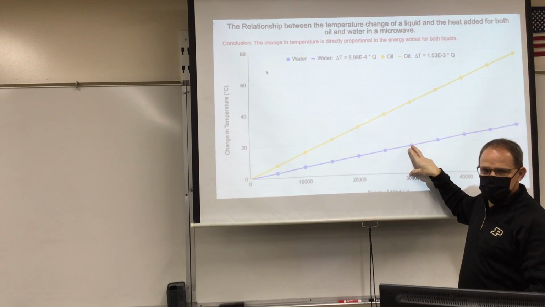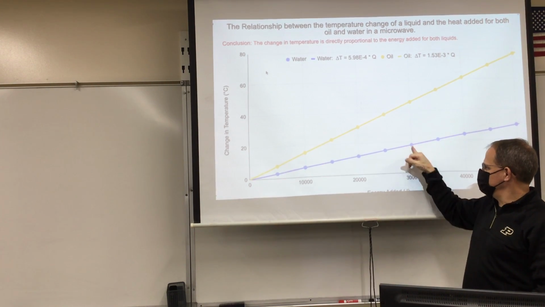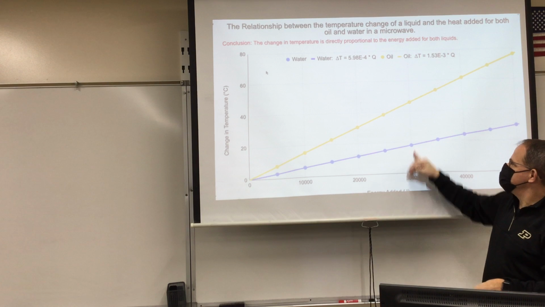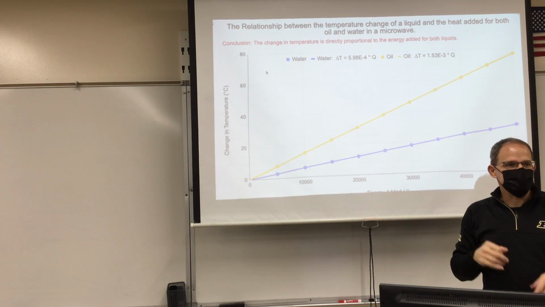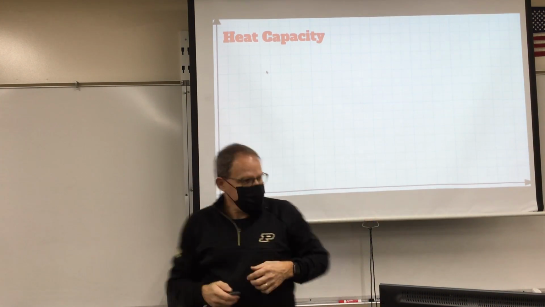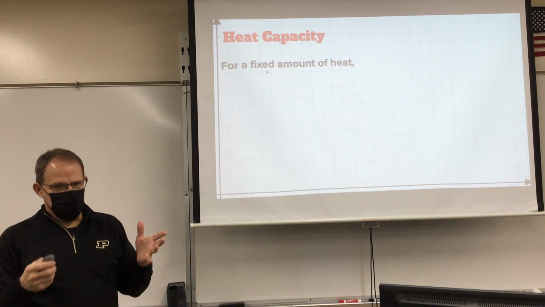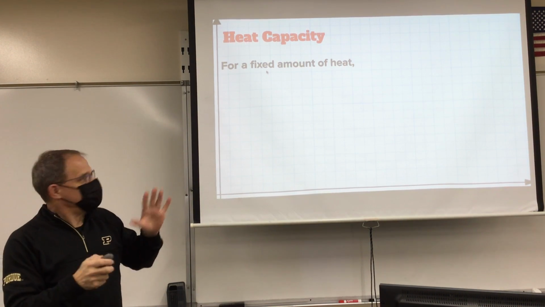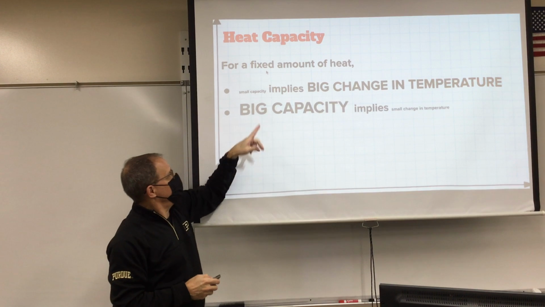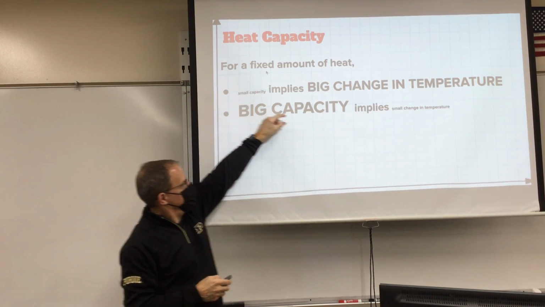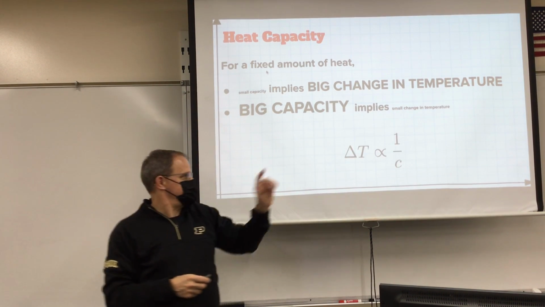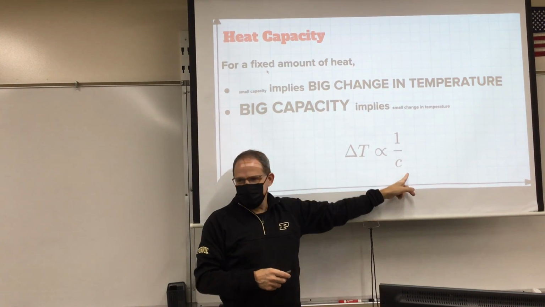So water has a huge capacity to hold heat. Adding 30,000 joules only warms it up 18 degrees. But the same amount of energy added to oil warms it up 45 degrees. So it must have a smaller capacity to hold energy, okay? So the capacity of something to hold energy depends on the molecular nature. But the big picture is, if you have a small capacity, you get a big change in temperature. And if you have a big capacity, see the big letters? You get a small change in temperature. They're inversely related. Okay? So mathematically, I would say that the change in temperature is inversely related to the capacity.